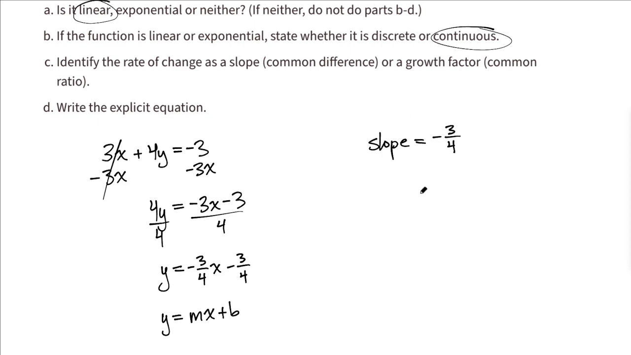And then finally, the explicit equation. Well, we have an explicit equation. It was actually pretty much given to us, but we solved for y, and that there is our explicit equation.